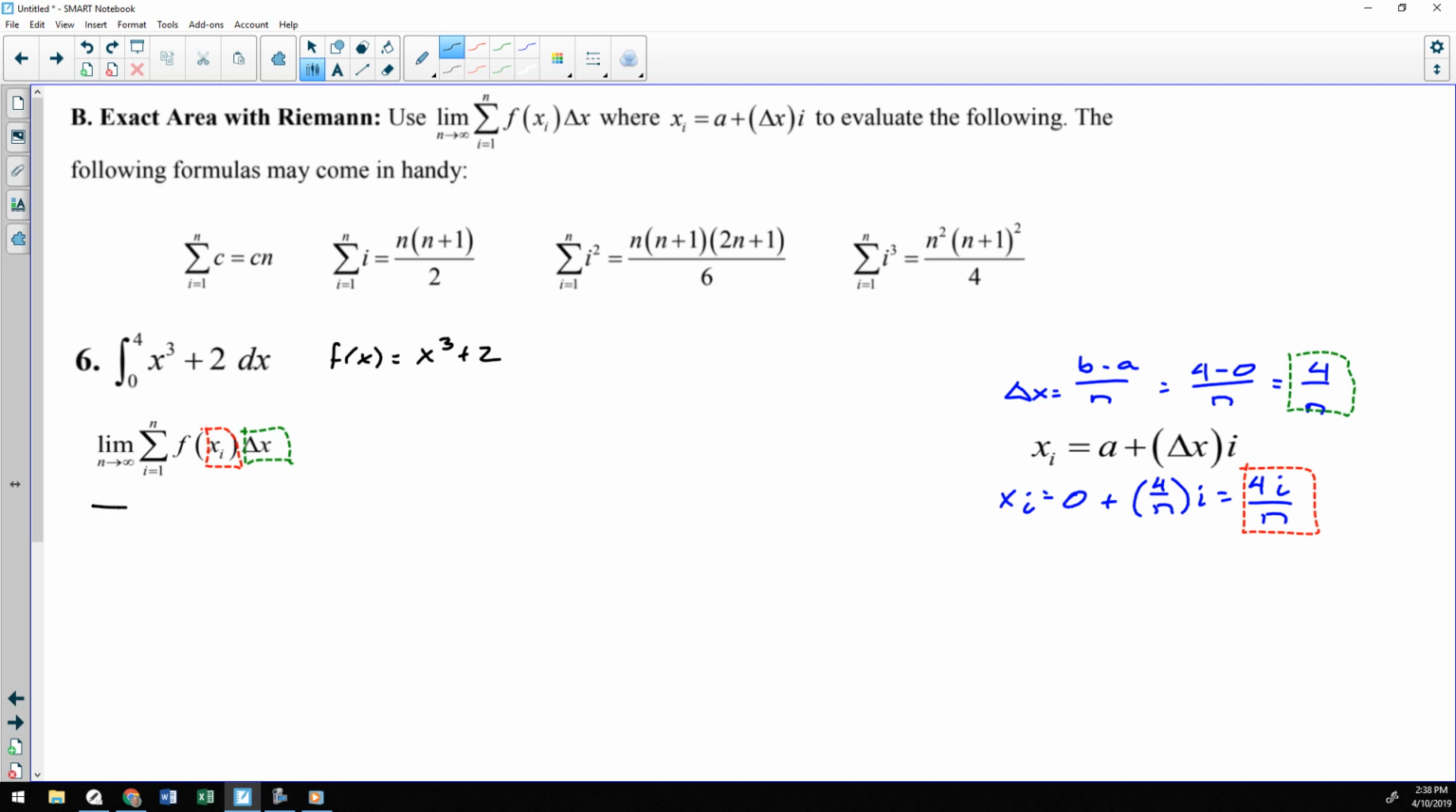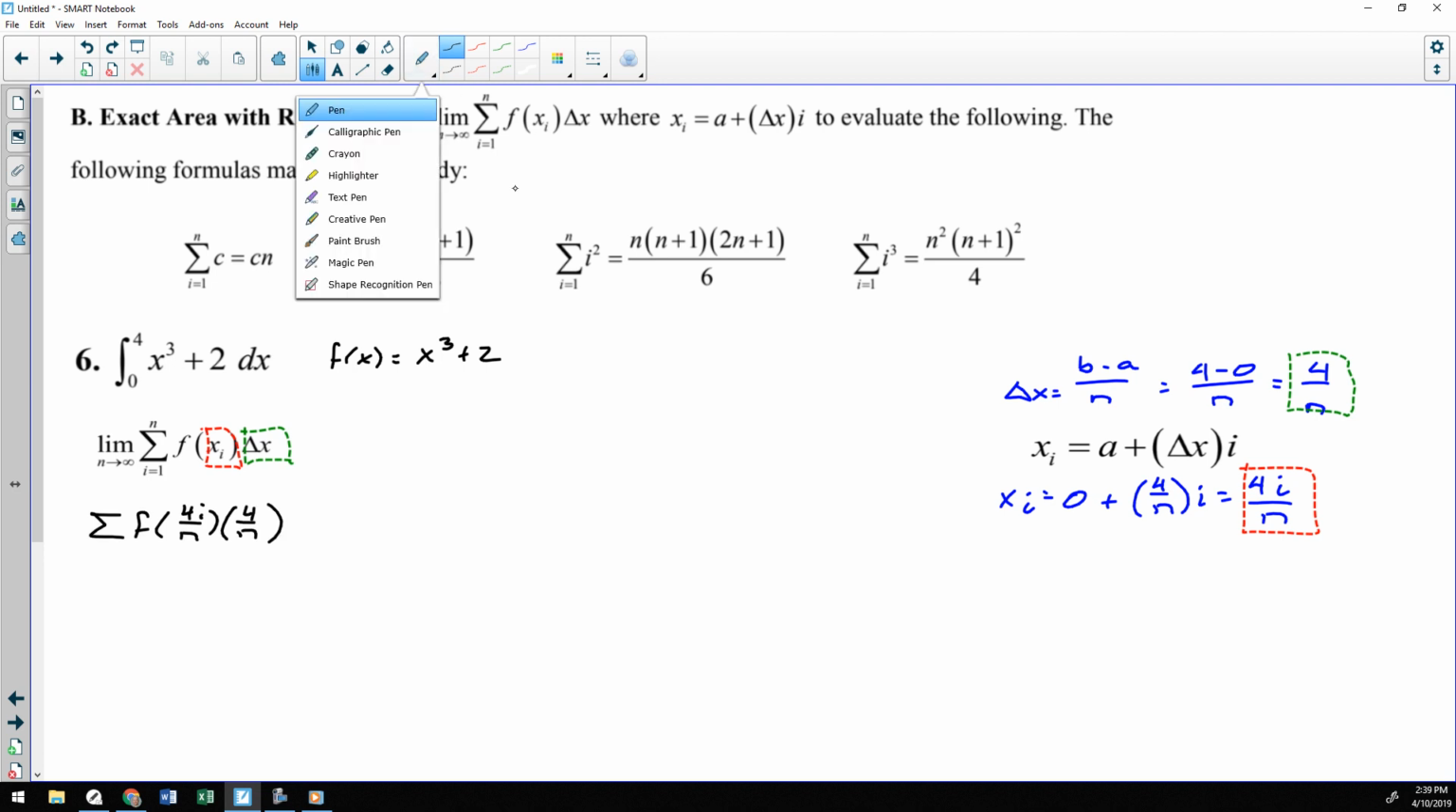And so now, I'm going to have a slight grammar error in my summation. I'm going to leave off the i goes from 1 to n, but it's f of x sub i, which is 4i over n, times delta x, which is 4 over n, and now I've got to clean up f of x sub i, f of all of this stuff, and so I'm going to come over here on the scratch paper and figure out what is f of 4i over n.